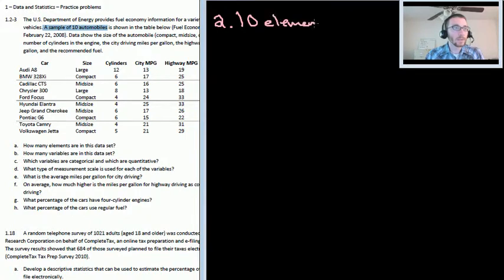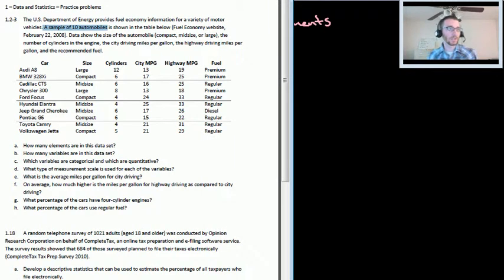Part B is asking us how many variables there are. I actually disagree with the textbook answer here. The textbook says that there are 5. 1, 2, 3, 4, 5. But I think the car should also be one, so I'm going to say 6. And I teach this stuff, so I get to decide.